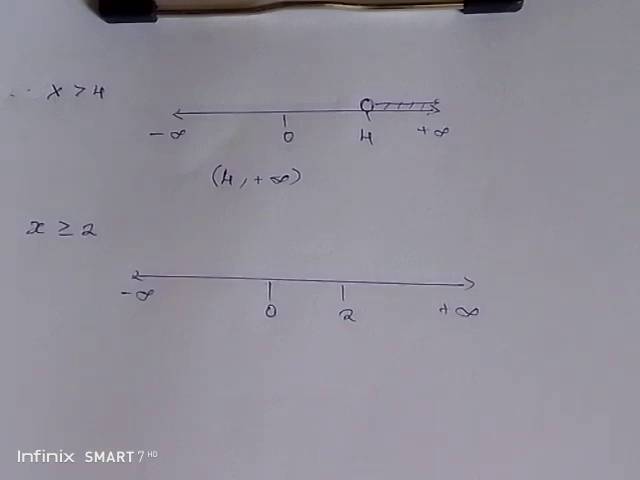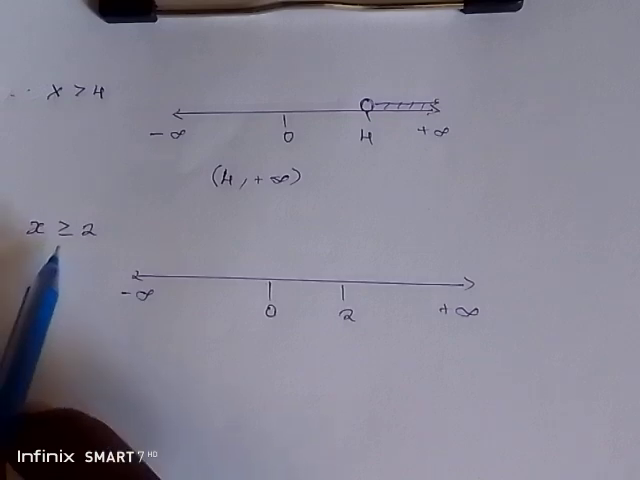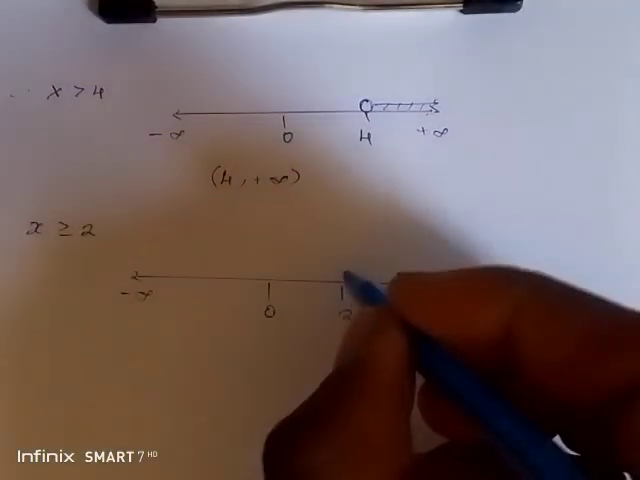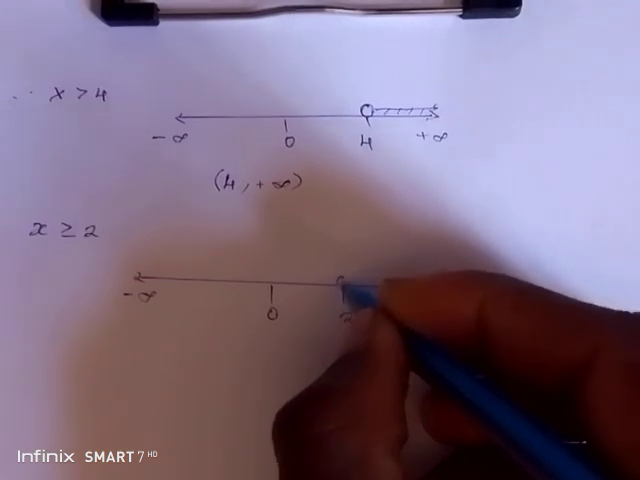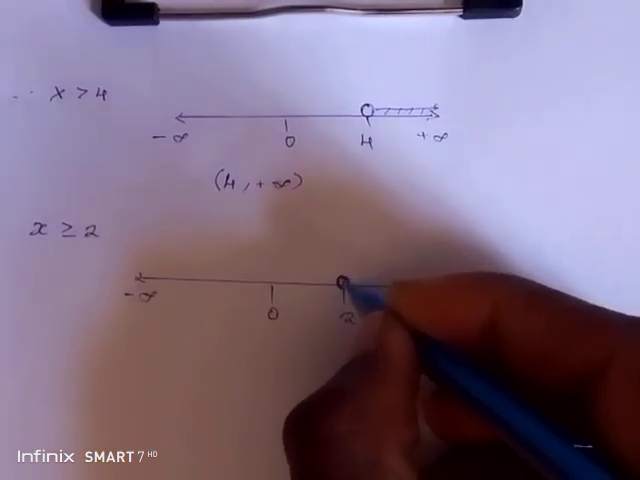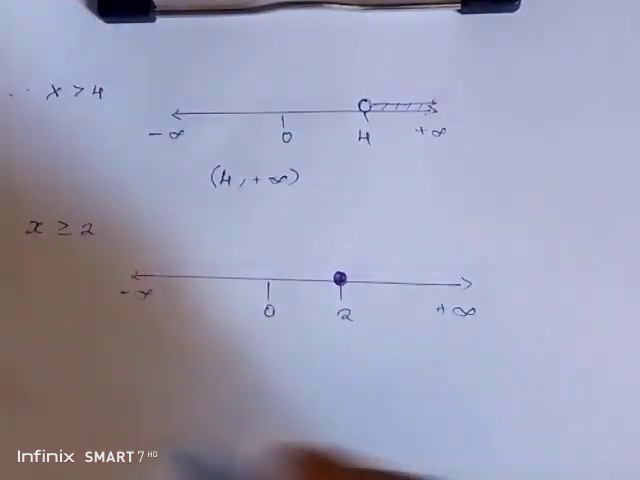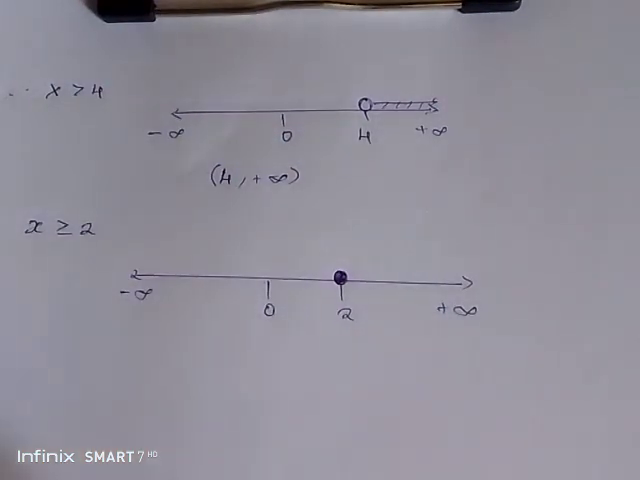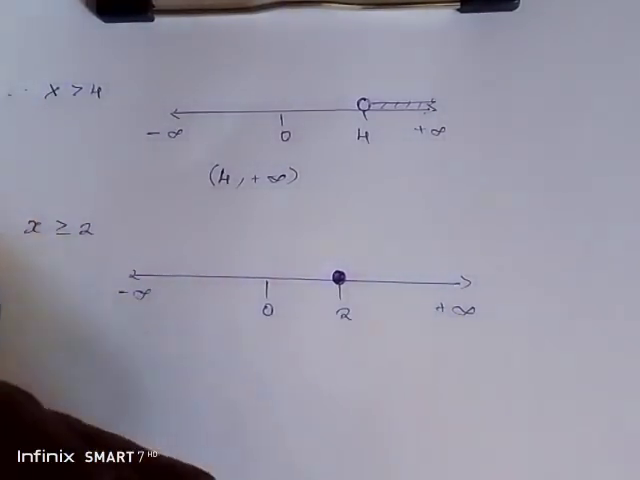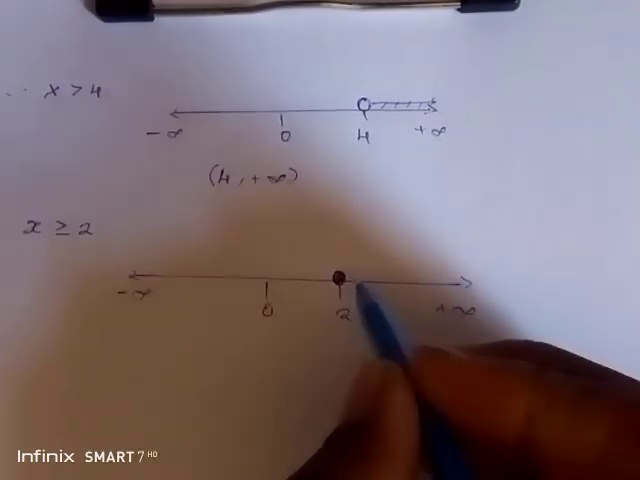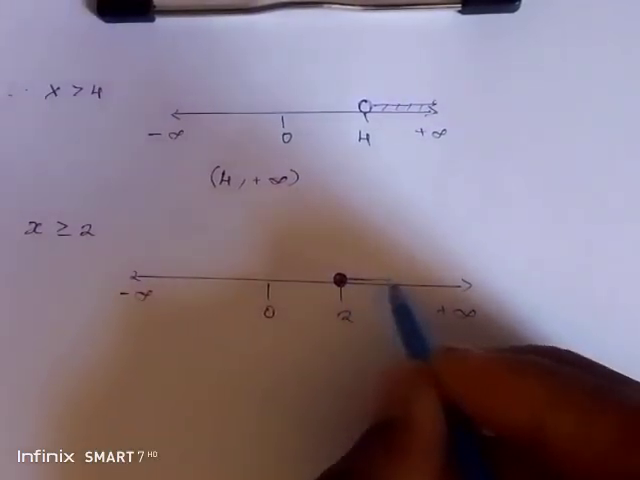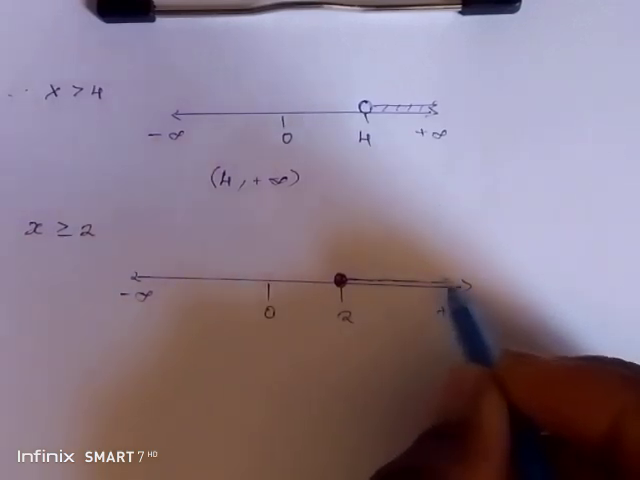Since x is greater than or equal to 2, we are going to make a closed circle here. A closed circle comes about when you hear greater than or equal to. So we are going to shade toward the positive.